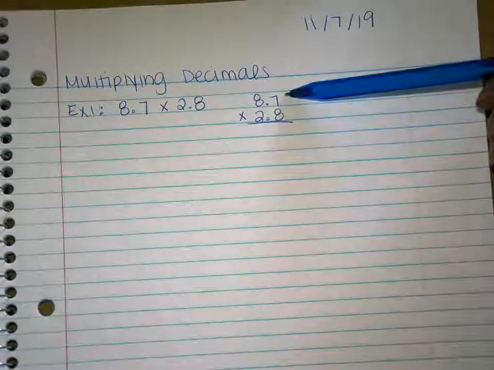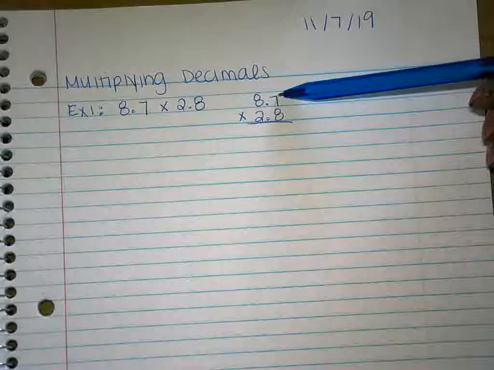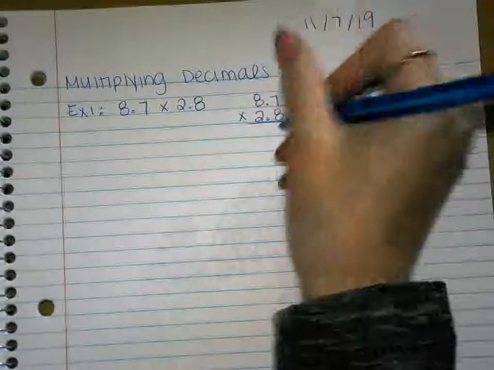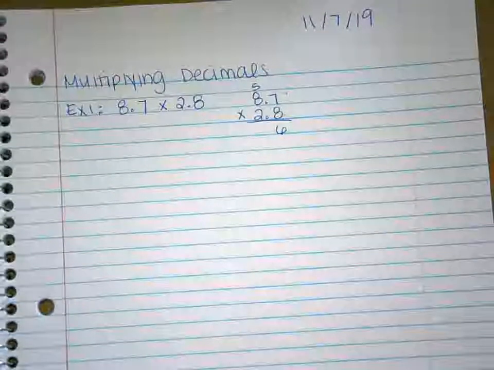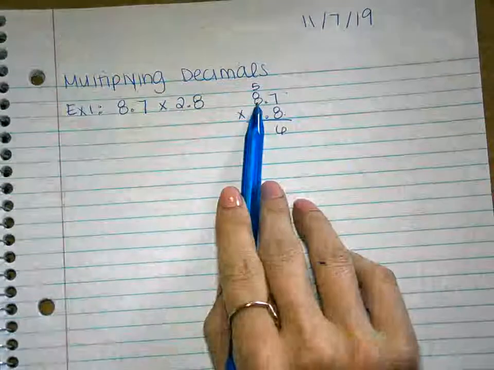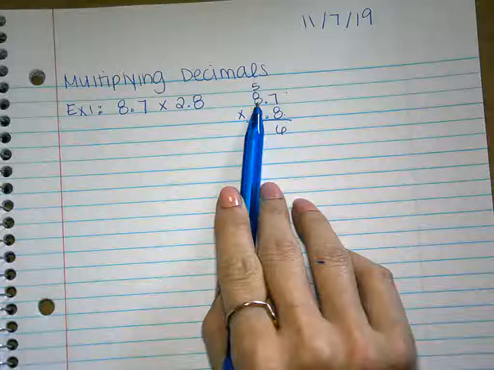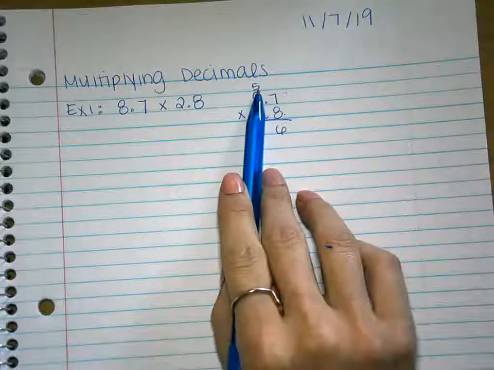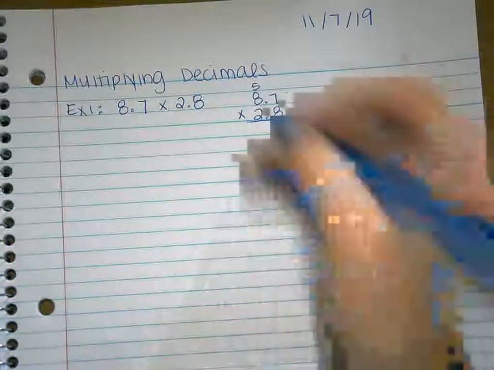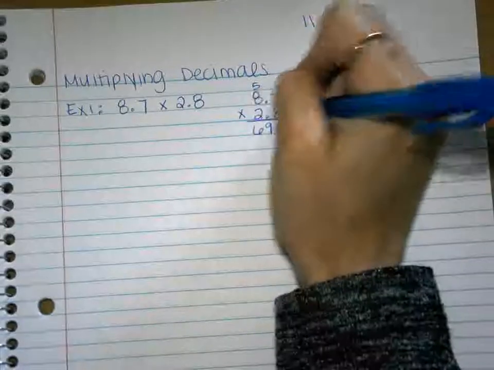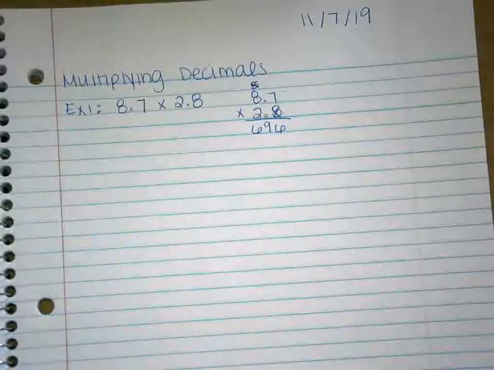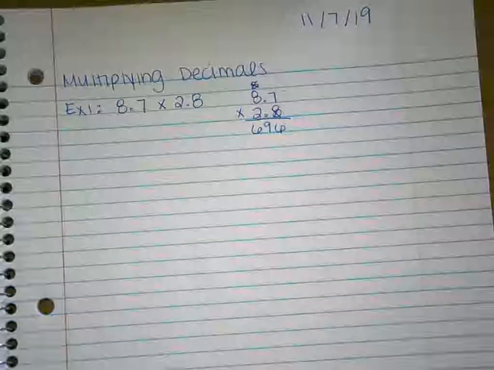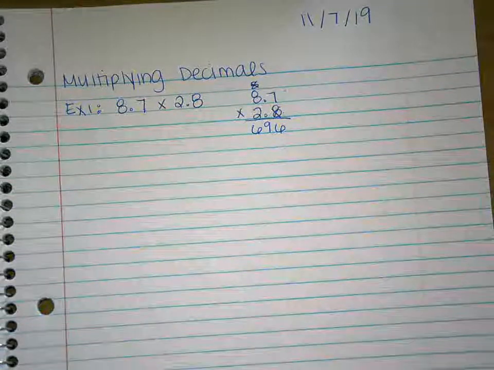Eight times 7 is what? 56. Put that 6 down. The 5 goes up. 8 times 8 is? 64 plus 5 is? 69. I'm going to cross out that 5 and I'm going to cross out that 8 because I'm done with them. I've used them. Now what?